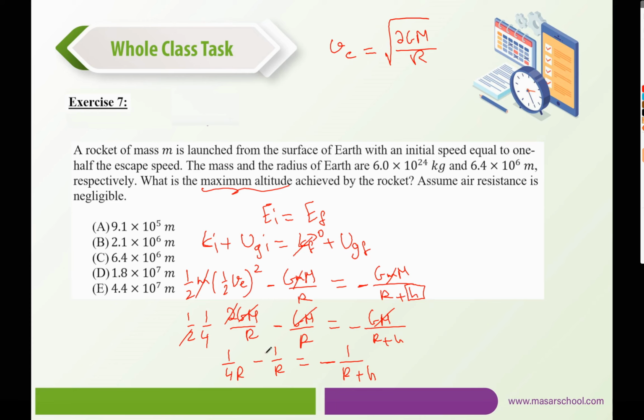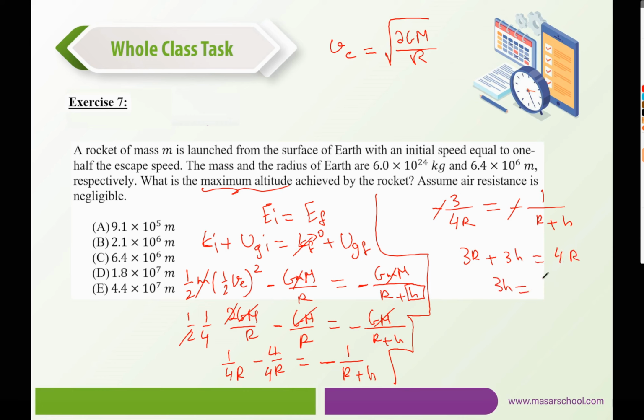Now here if we do the common denominator 4 and 4, that would be minus 3/4. So let me continue here my work. Minus 3/4 R equals minus 1/(R plus h). Now the minus sign cancels. That would be 3R plus 3h is equal to 4R, which means 3h is equal to R, which means that h is given by R/3, and that is 6.4 times 10 to the power 6 divided by 3, and the answer is given by 2.13 times 10 to the power 6 meters, and the correct answer in this case is B.